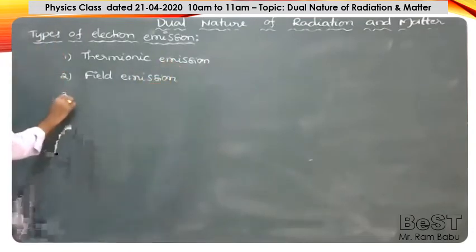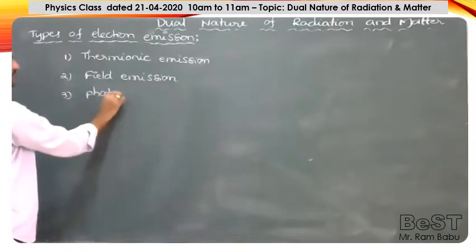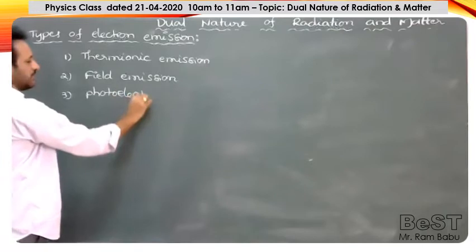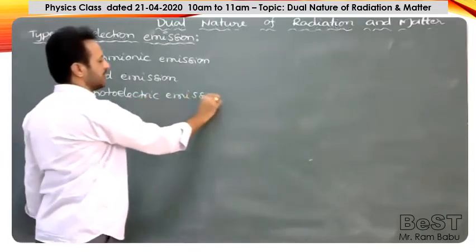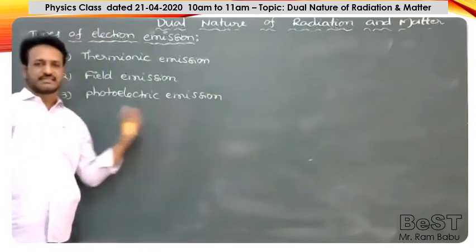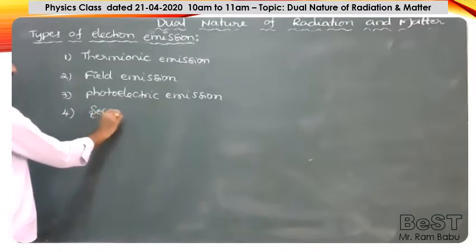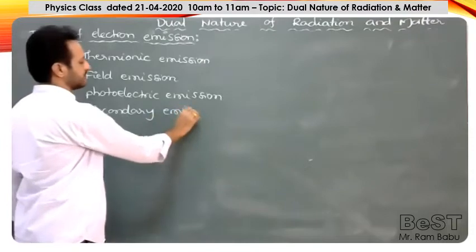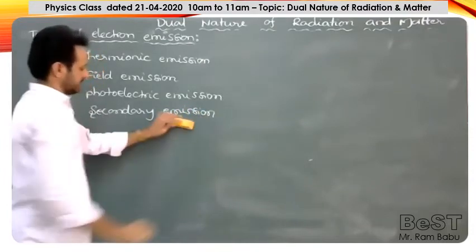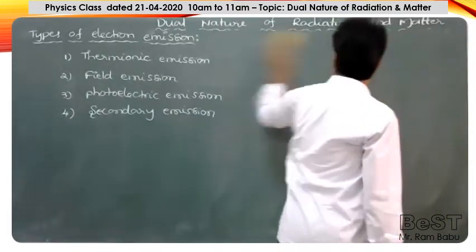And the third one, photo emission. Here we supply light energy to the metal surface. And the fourth one, secondary emission. So these are the 4 types of electron emission.